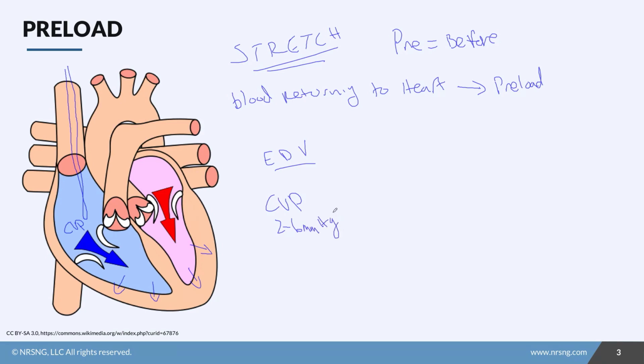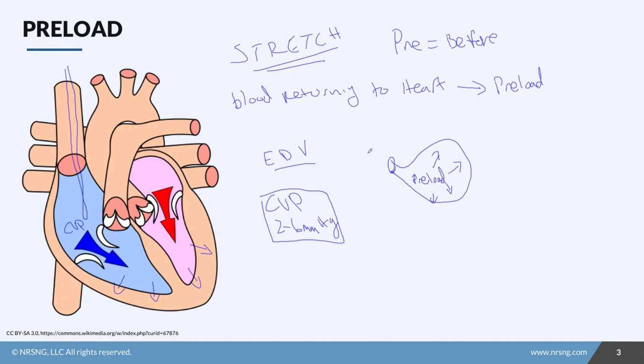All right. Now, because preload is defined as a stretch on this muscle, it's not exactly a volume or a pressure, but those measurements give us a good idea of how much the heart is actually stretching. I want you to think about like a balloon. Okay, let's draw a little balloon here. All right. The preload is how much you blow it up. How much air you are putting into the balloon. How much is it stretching? That's the preload.